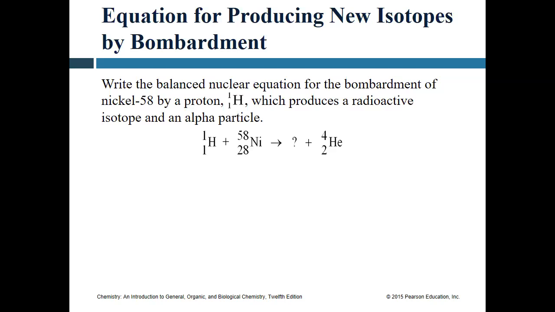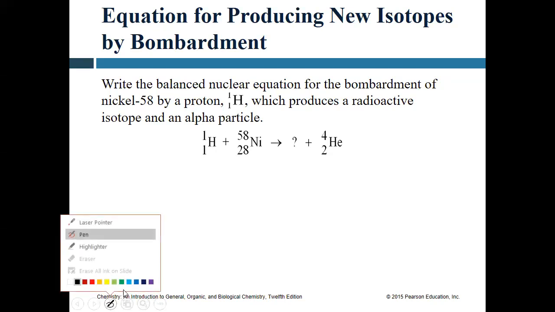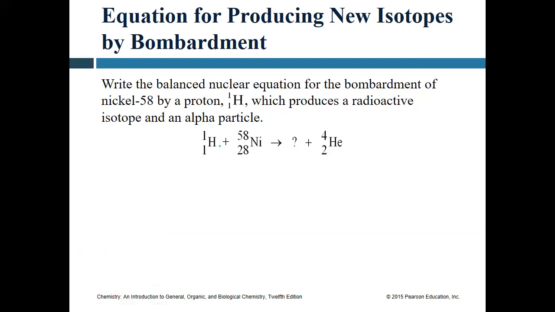So what this creates for us is an ability to look at, well, what if we do this kind of a nuclear reaction? What if we do this kind of a nuclear process? What happens as a result of this? Well, we can account for it the same kind of way. Total atomic number here is 29. Total mass number is 59.